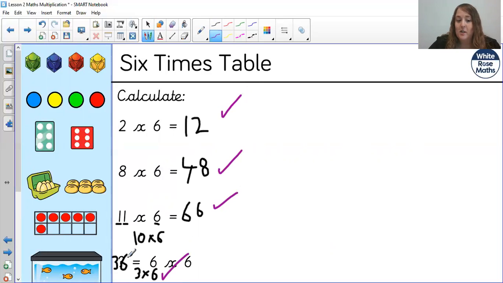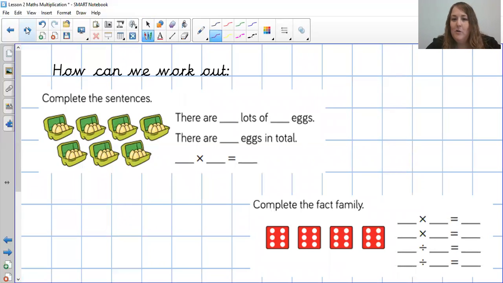Oh, that's actually that one up there. Okay, next one. How do we work out these questions? So it says complete the sentences. There are so many lots of so many eggs. So we need to work out how many lots of eggs there are.